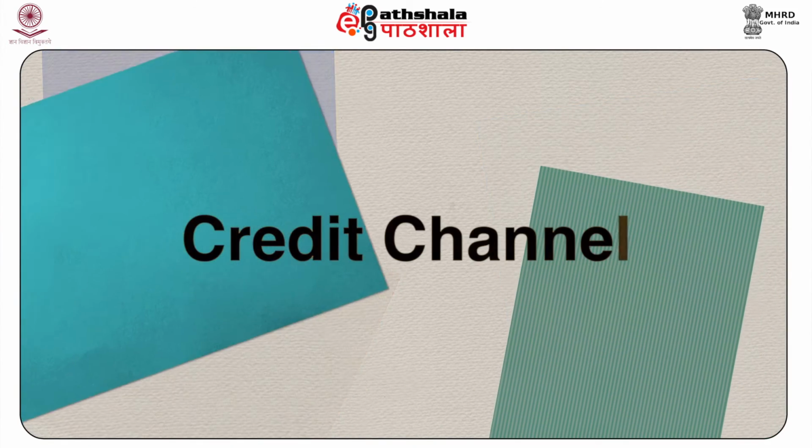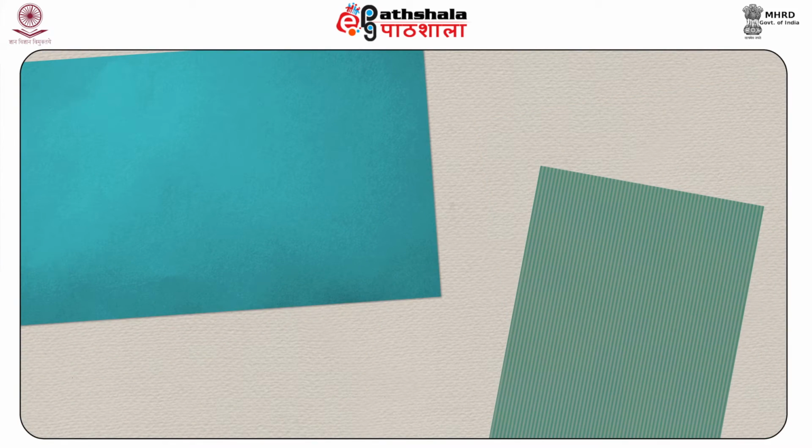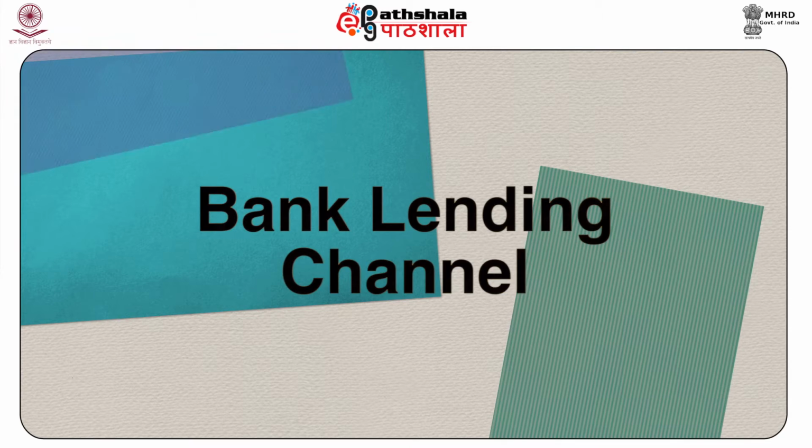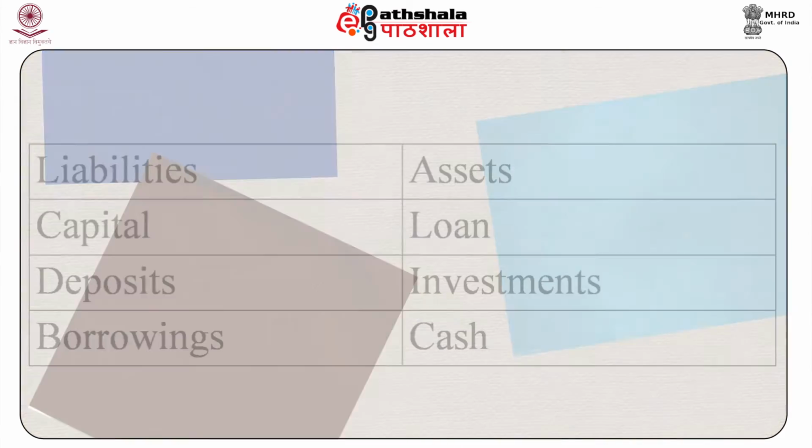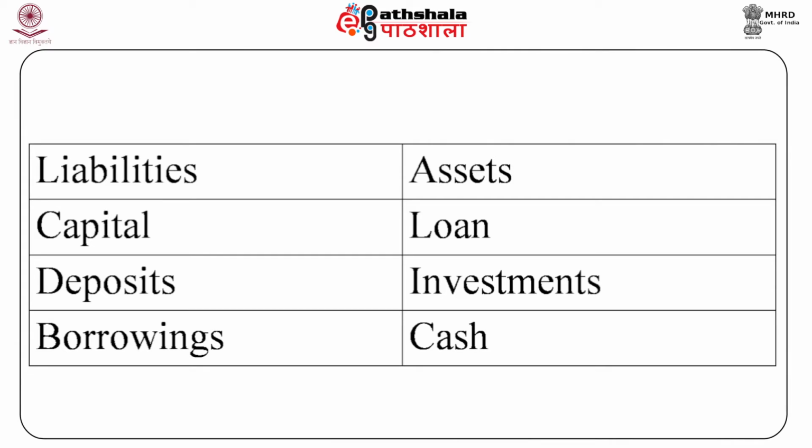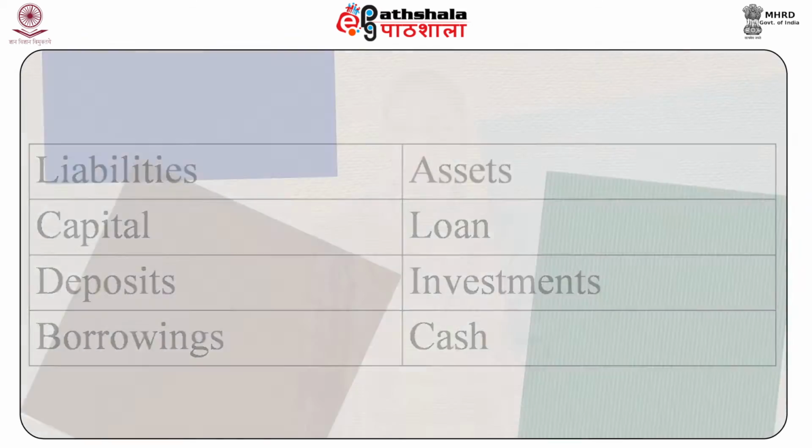The fifth channel is the credit channel. There are several credit channels. The number one is the bank lending channel. Consider a bank's balance sheet given here. The liabilities are capital, deposits and borrowings. And then there are assets: loans, investments and cash.